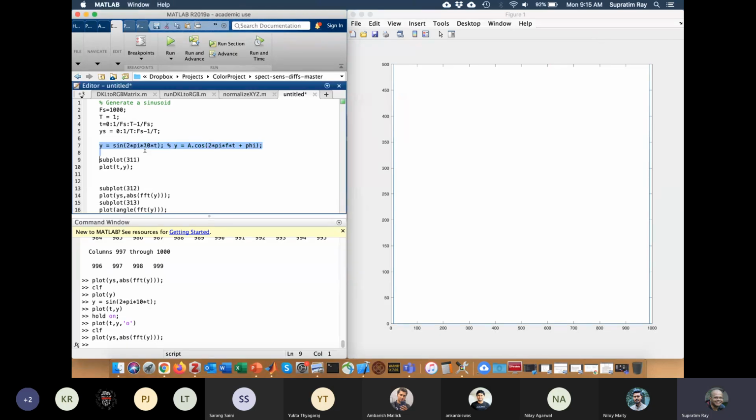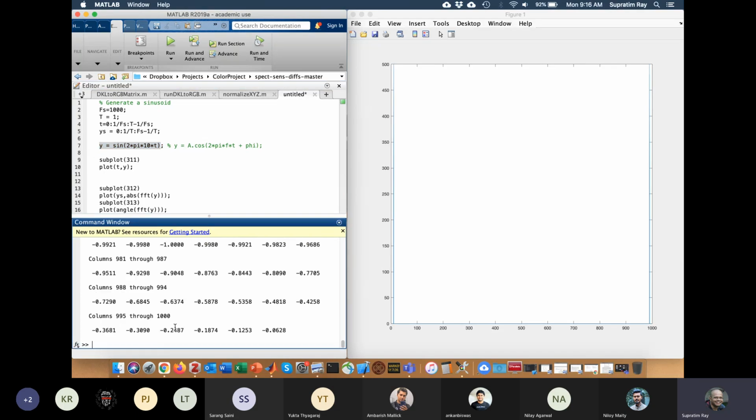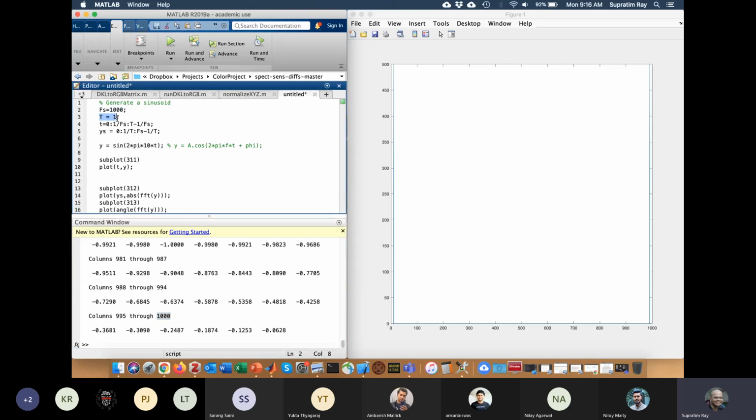What's the length of the signal? We looked at y. The length of the signal is 1000. There are 1000 samples because I'm sampling at 1 kilohertz and I'm looking at 1 second.